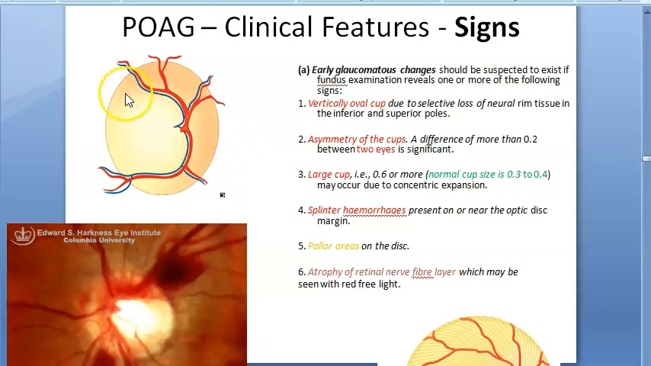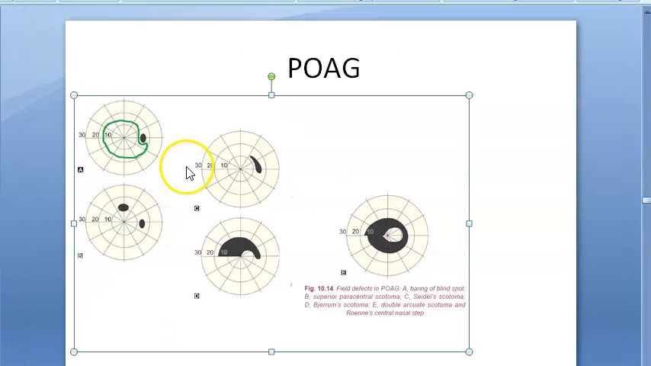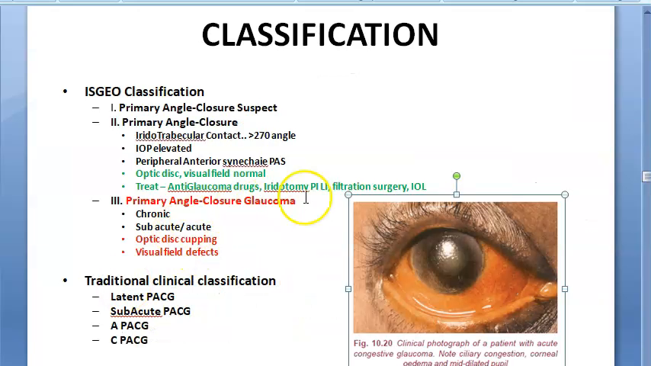Then there will be visual field defects very similar to primary open angle glaucoma. You remember isopter contraction, enlargement of the blind spot, then superior paracentral scotoma, arcuate or Bjerrum's scotoma, double arcuate scotoma, and the Ronne central nasal step. So the same types of visual field defects as primary open angle glaucoma you will see here.